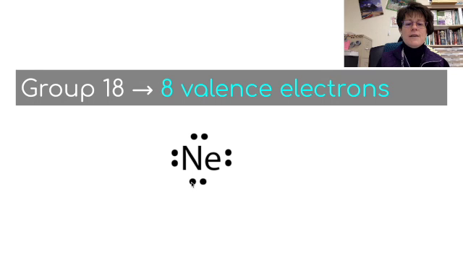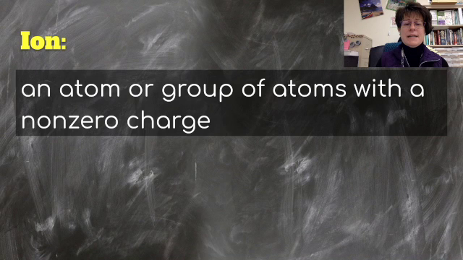And they're called noble gases. These are very happy elements because 8 electrons around it make it very stable. In fact, that is what atoms are after, that stability of 8 electrons. So sometimes they become ions in order to achieve that. And an ion is an atom or group of atoms with a non-zero charge. There are 2 types. There's a cation. This is an atom with a positive charge.